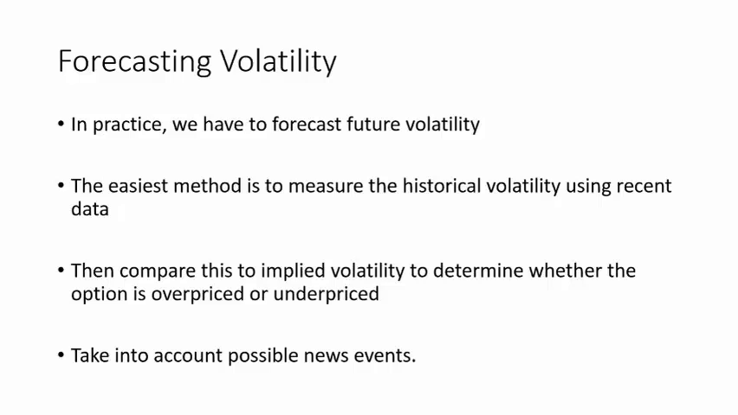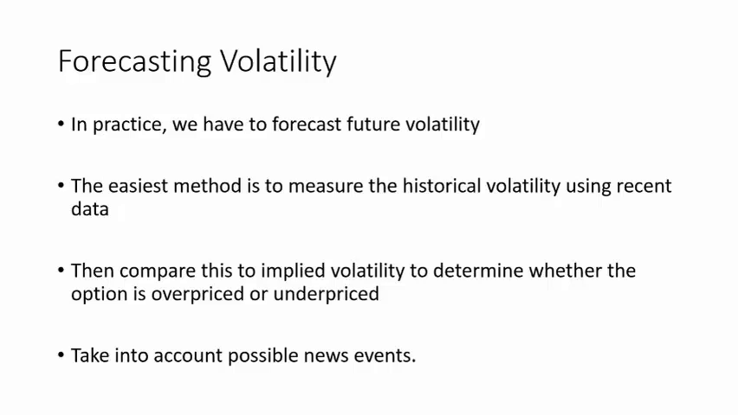There are many ways to do this, but the easiest method, and this is a method I make use of and many others do as well, is to just measure the historical volatility using recent data. For example, you may look at historical volatility over the last few weeks, or say over the last month, and then you can say, well, I expect next month's volatility should be similar to the previous month's, so I'm going to use that as my forecast. So I might compare implied volatility to the historic volatility over the last month, and based on that, I'll make a determination of whether the option is underpriced or overpriced.